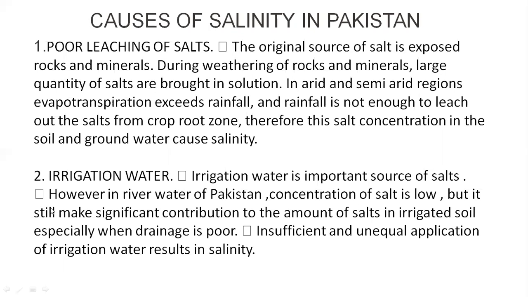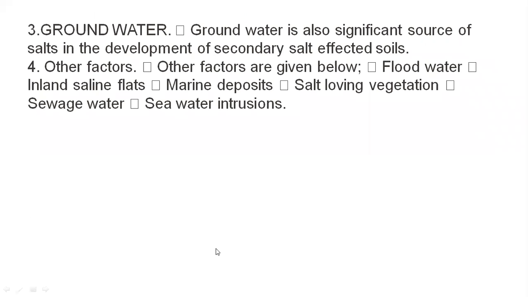Then irrigation water, as we have discussed in the previous section also, is an important source of salt. However, in river water of Pakistan, the concentration of salt is low, but it still makes a significant contribution to the amount of salts in irrigated soil, especially when drainage is poor. When the drainage channel is not so effective, ultimately the small amount of salt present in the river water will become a significant figure and will lead to salinity in the soil. Inefficient and unequal application of irrigation water results in salinity again.